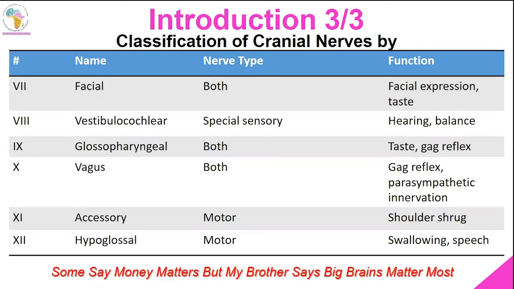And like I said initially, this is considered a special function because the receptors responsible for this activity are primarily found within the ear. Next is the glossopharyngeal nerve, which is both sensory and motor, and is responsible, among many other things, for taste as well as the gag reflex. In addition to that, we have the vagus nerve, which is both motor and sensory, and just like the glossopharyngeal nerve, is responsible for various important reflexes such as the gag reflex, the vomiting and coughing reflex, among other things.